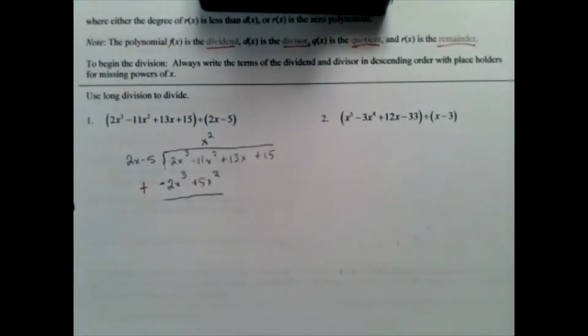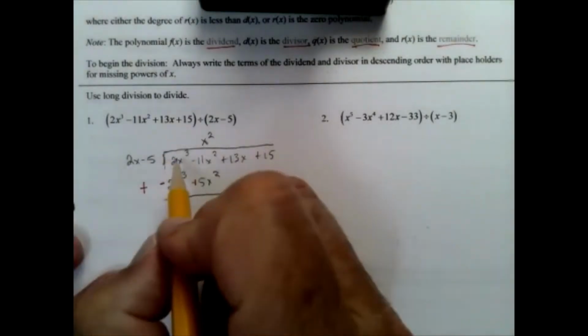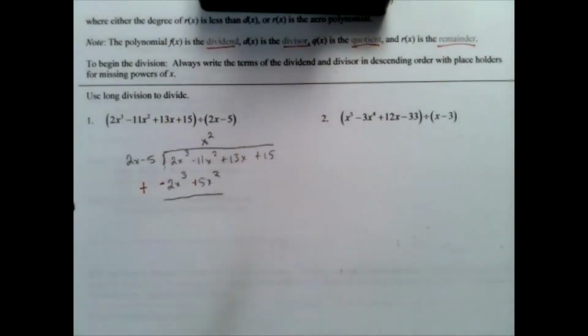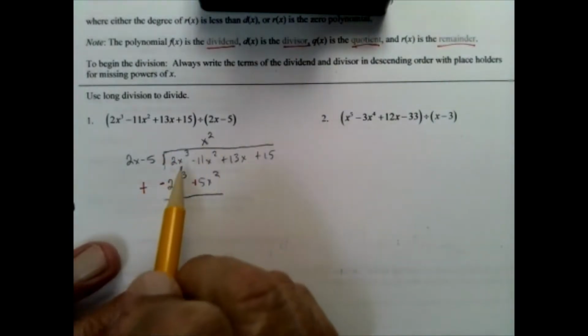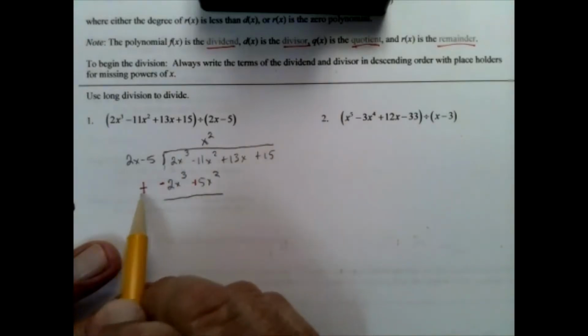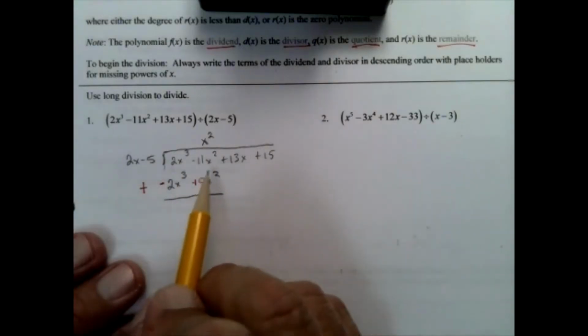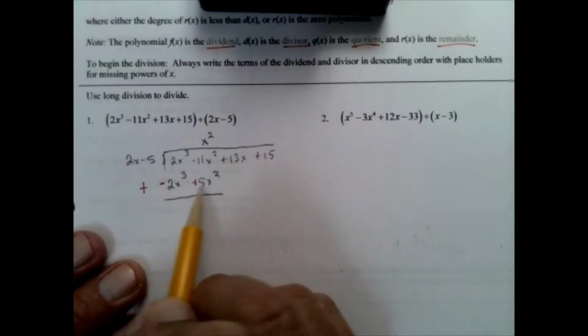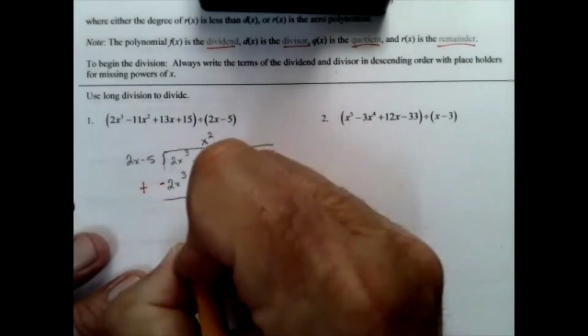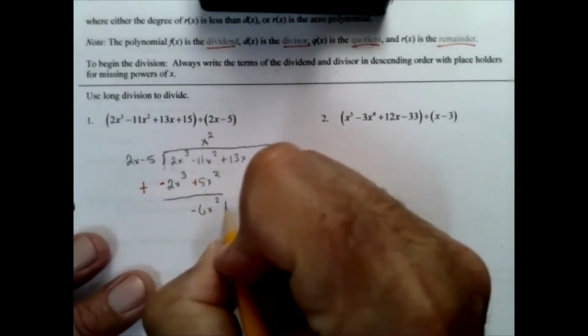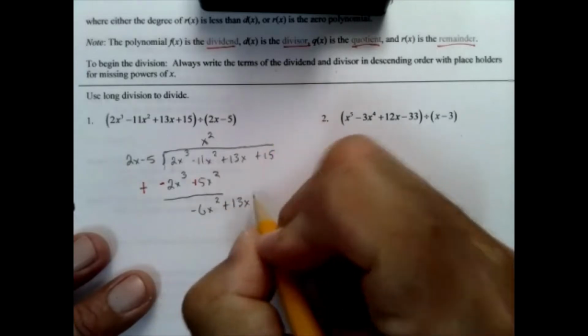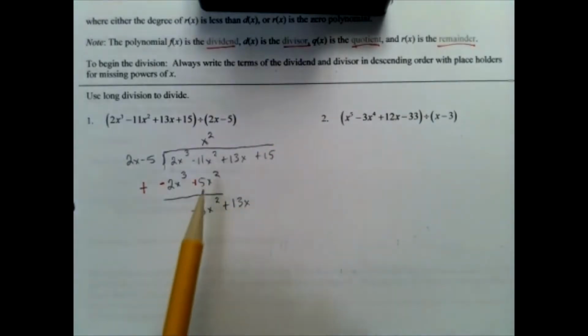It's out of here. All right, with a little luck, some of you have kept going, and when I screw up, you'll be able to catch me. But anyhow, 2x cubed plus negative 2x cubed, negative 11 bananas plus positive 5 bananas is negative 6x squared plus 13x. You know, we only ever need to bring down the next term.